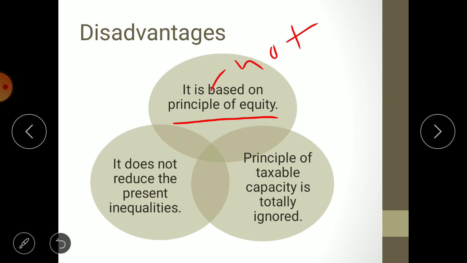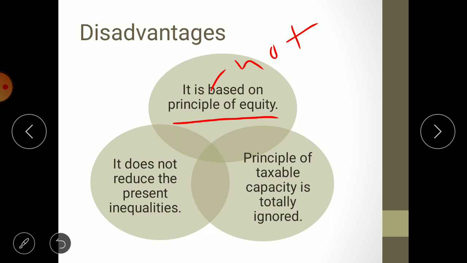That is the principle of equality, but that is lacking in a proportional tax because we are charging an equal tax rate from every person. So that is what is said: it is not based on the principle of equity.